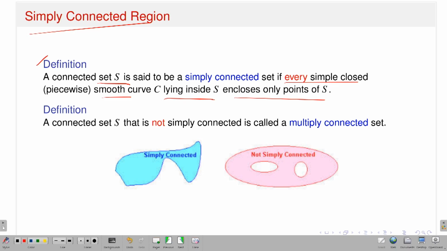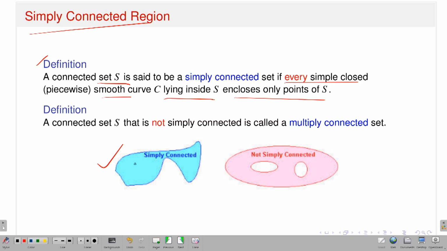Now look, I have drawn two pictures. It will be clearer with these examples. That one is simply connected. Why? Because what is the definition? If I take any simple closed smooth curve C lying inside S, the curve lying inside S encloses only points of S.